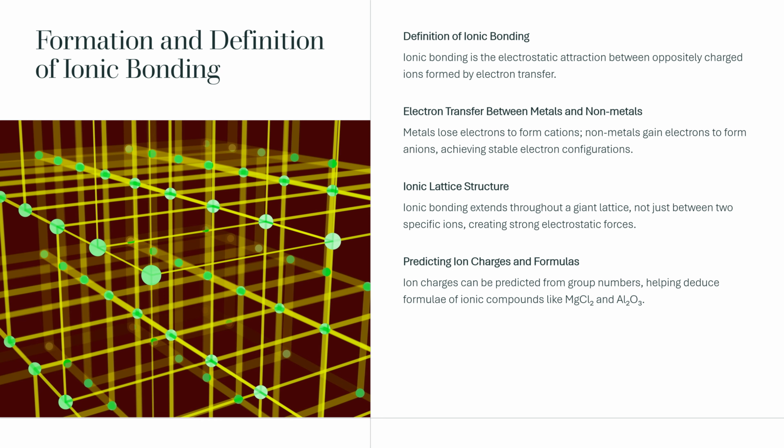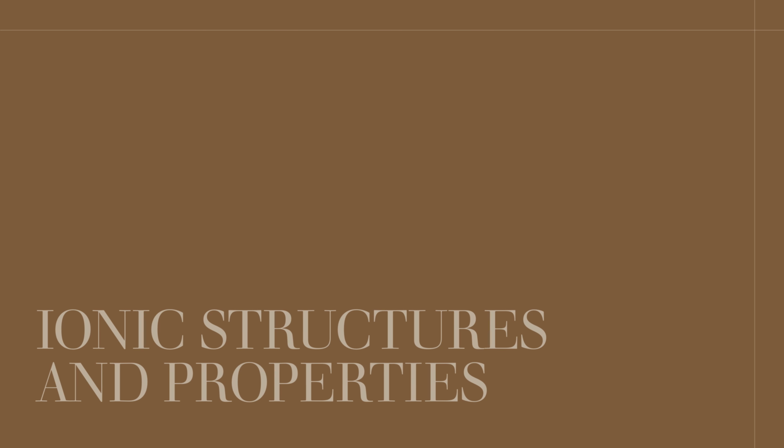Metals, found on the left-hand side of the periodic table, tend to lose electrons to form positive ions, cations, while nonmetals, on the right-hand side, gain electrons to form negative ions, anions. Ionic compounds have high melting and boiling points because a large amount of energy is needed to overcome the strong electrostatic forces between ions. They conduct electricity when molten or dissolved, as the ions are free to move and carry charge.